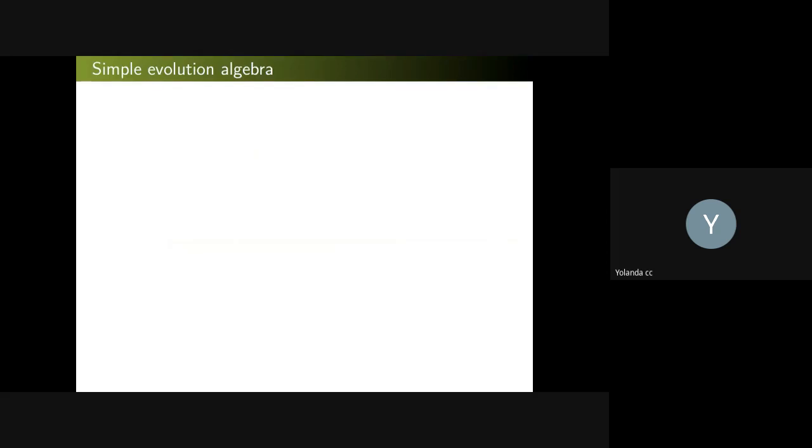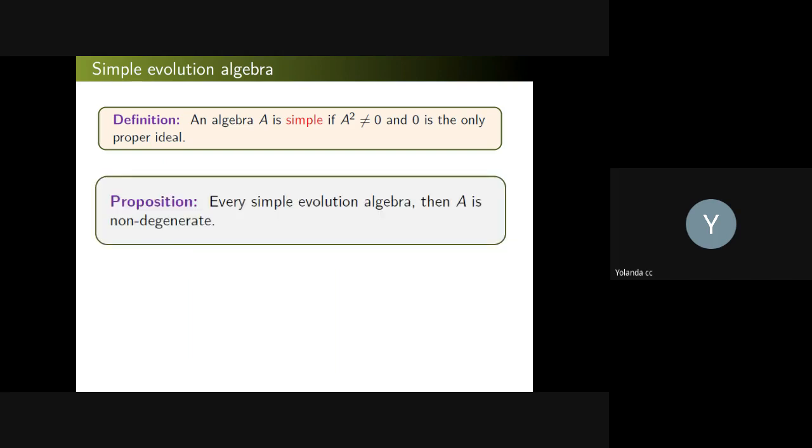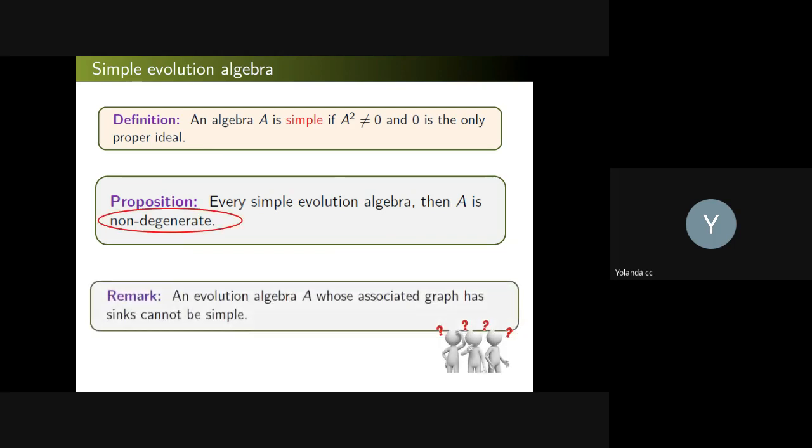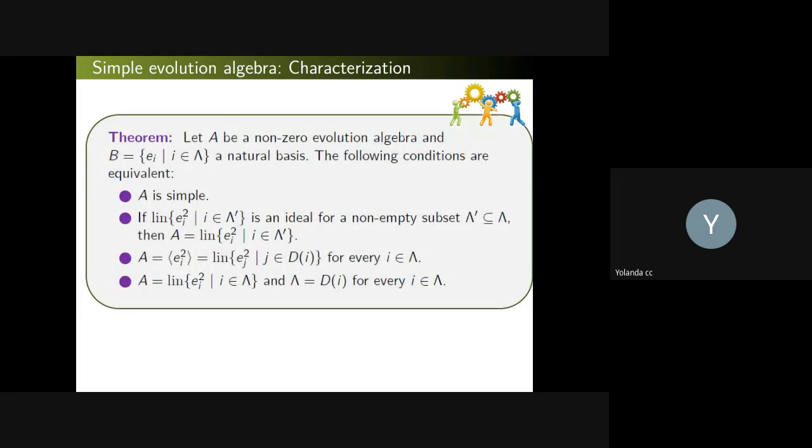Now, before going on to talk about the possible decomposition of an algebra, let's see when an algebra has ideals or not. An algebra is simple if its square is non-zero and it has no more proper ideals than 0. A simple evolution algebra clearly has 0 annihilator, so it's non-degenerate. That means in terms of the graph that it has no sinks, vertices which emit no edges. Here we have a characterization of simplicity in the general case. An evolution algebra is simple if and only if the ideals generated by the squares of the elements of the basis coincide with the algebra.